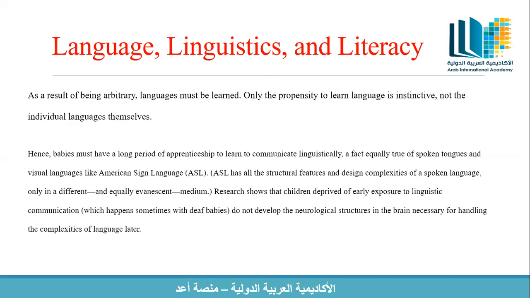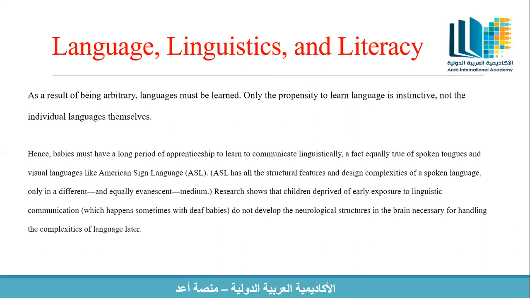So as a result of being arbitrary, languages must be learned. Only the propensity to learn language is instinctive, not the individual languages themselves. Hence, babies must have a long period of apprenticeship to learn to communicate linguistically, a fact equally true of spoken tongues and visual languages like American Sign Language, ASL, which has all the structural features and design complexities of spoken language, only in a different and equally evanescent form.